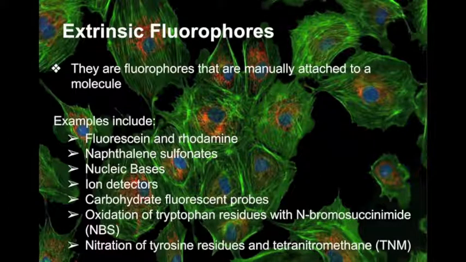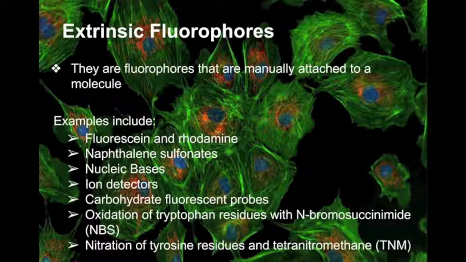Extrinsic fluorophores are manually attached to a molecule. Extrinsic fluorophores include fluorescein and rhodamine, naphthalene sulfonates, nucleic bases, ion detectors, carbohydrate fluorescent probes, oxidation of tryptophan residues with N-bromosuccinimide, and nitration of tyrosine residues with tetranitromethane.